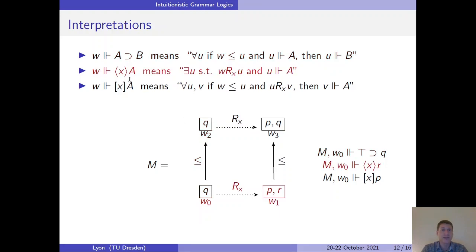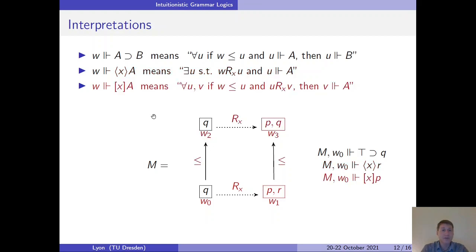Now let's look at X diamond. X diamond A holds at a point W, given that there is a point in the future of W along the X relation such that A holds there. So for example, at W naught, we have a point W1, which is in the future along the X relation, where little r holds, and therefore, at W naught, X diamond R holds.